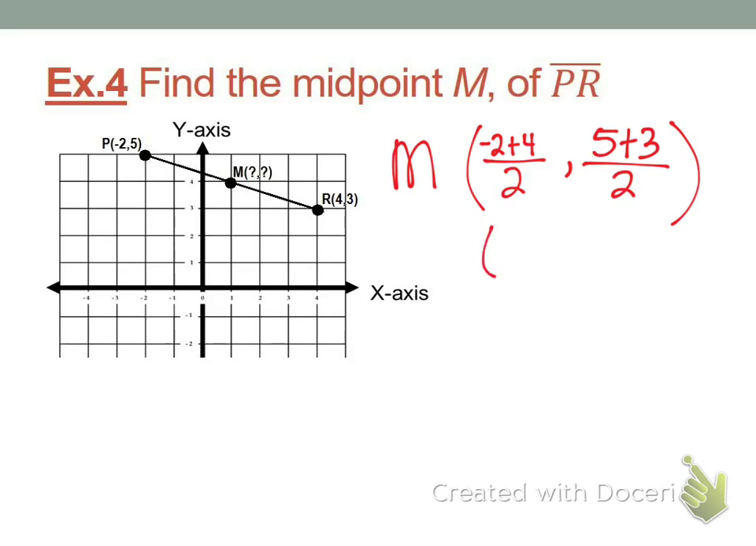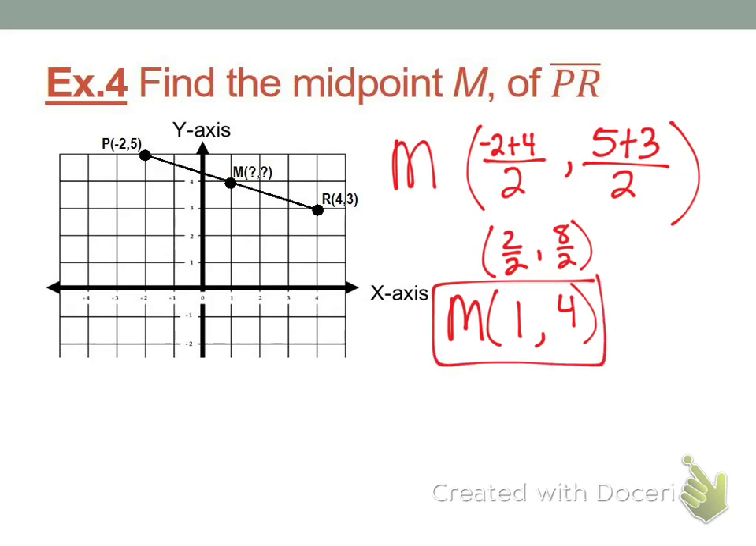-2 plus 4. 2 divided by 2 is 1. What about 5 plus 3? 8 divided by 2 is 4. So those are the coordinates for M, my midpoint. Hopefully that's easy. Please don't forget that formula. Questions, concerns about number 4? I know we went through it pretty quick, but hopefully that's okay. All right, we'll move on.